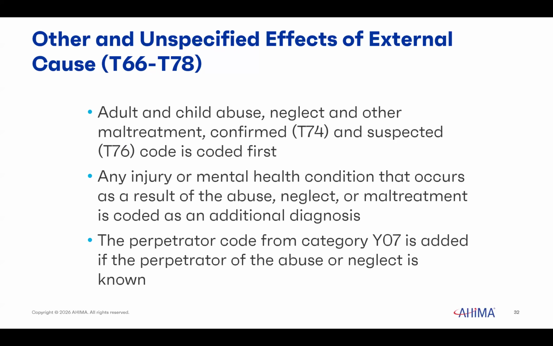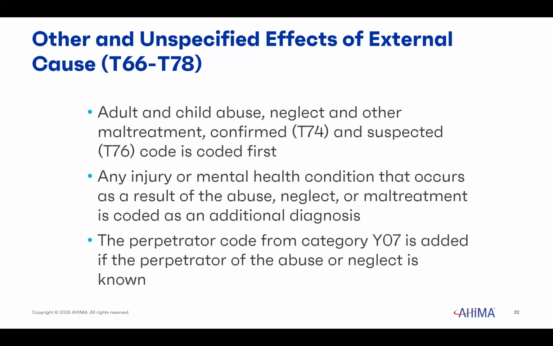Adult and child abuse, neglect, or other maltreatment that's confirmed or suspected will always be coded first. There are also codes for the perpetrator from code category Y07 that's added if the perpetrator of abuse or neglect is known.